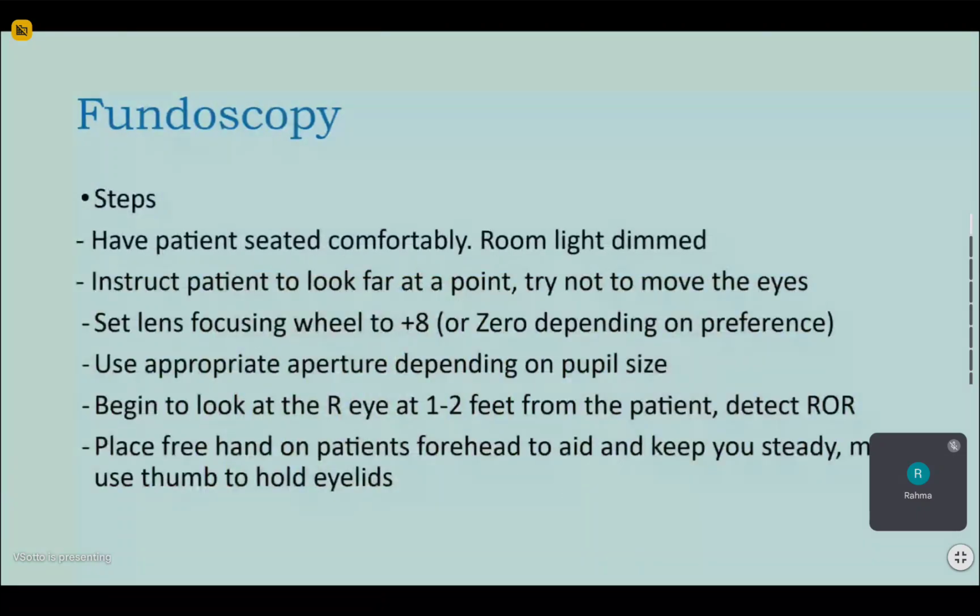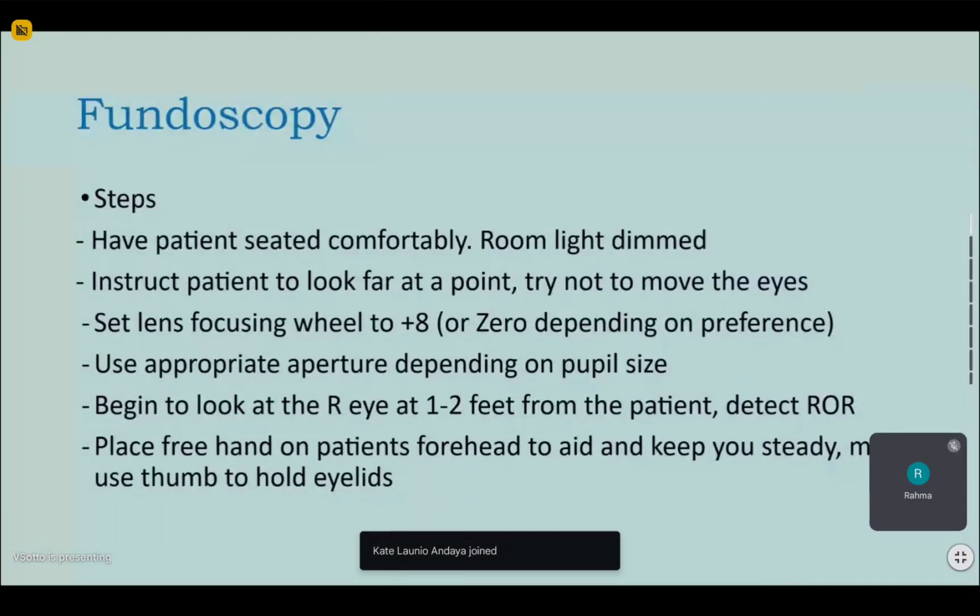For the steps, you have to have the patient seated comfortably, and then the room is dimly lit. You turn off the lights, and then instruct the patient to look far at a point, or ask the patient to fixate at a distant object. And you set the lens focusing wheel to +8 or 0 depending on preference. And then use appropriate aperture depending on pupil size. As I've said earlier, you can adjust the aperture that you are going to use in the fundoscopy.